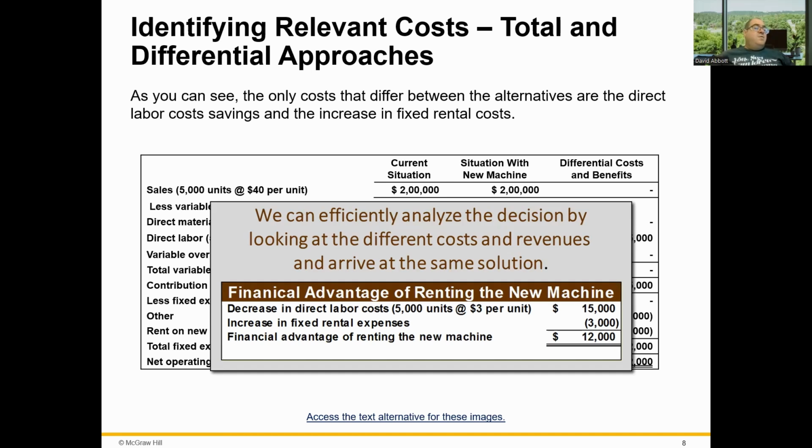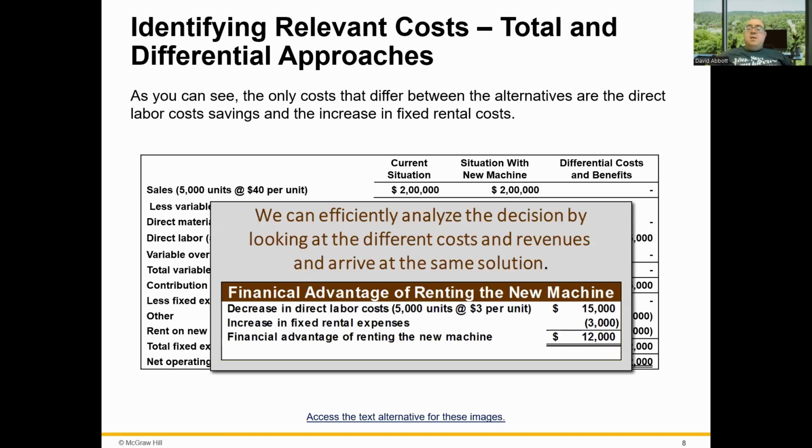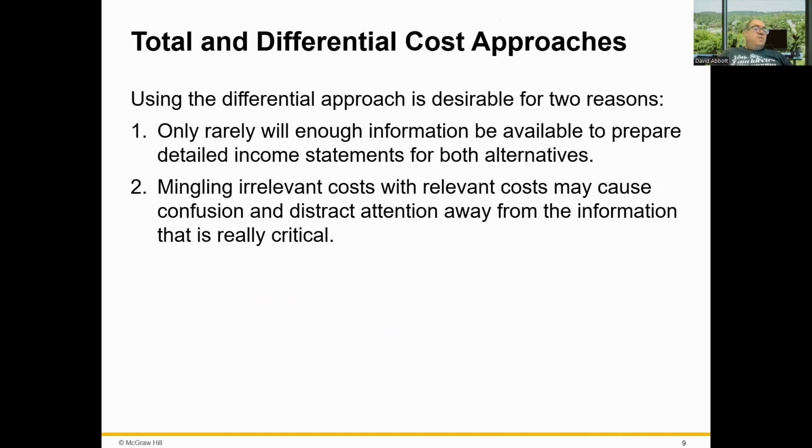The most effective means of analyzing this decision is to use the differential approach to isolate the relevant costs and benefits as shown. So we see the decrease in direct labor cost, but the increase in the fixed rental expense, and that gets us the financial advantage of using the machine.